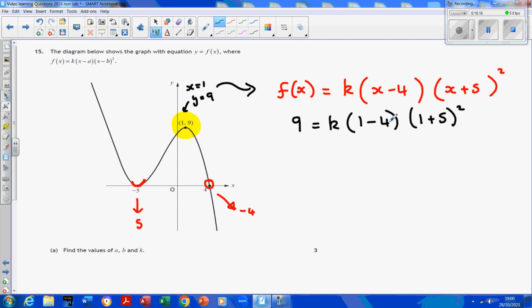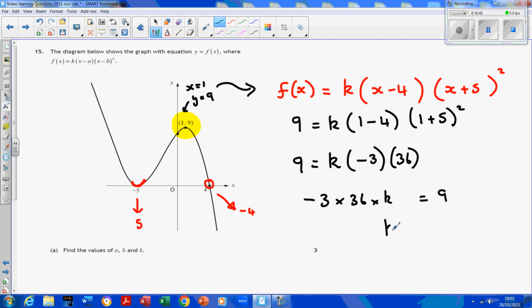Now, in a lot of the questions you did, x was 0. It gave you the y-intercept. It can give you any point, so we don't have x equal to 0. So just watch out for that. So 9 is equal to k times (1 minus 4, which is -3), and then we've got 5 plus 1 is 6. 6 squared is 36. So -3 times 36 times k is equal to 9.